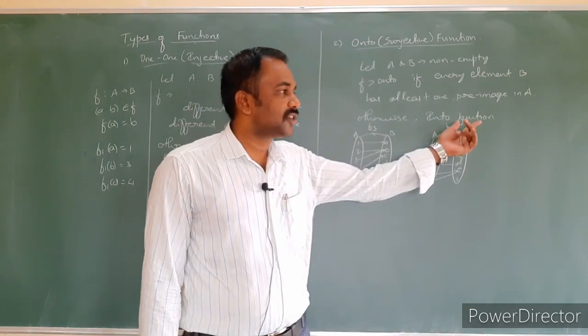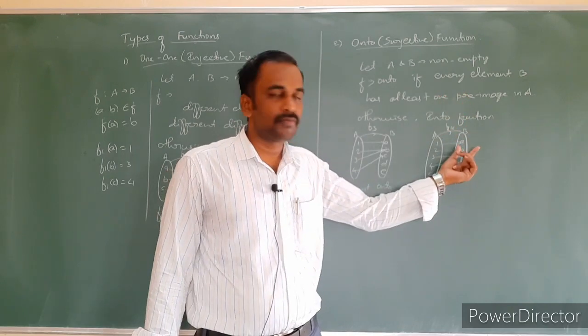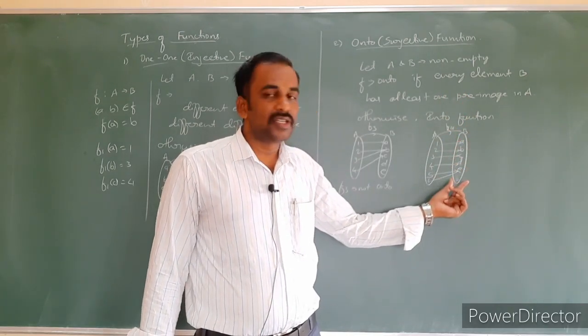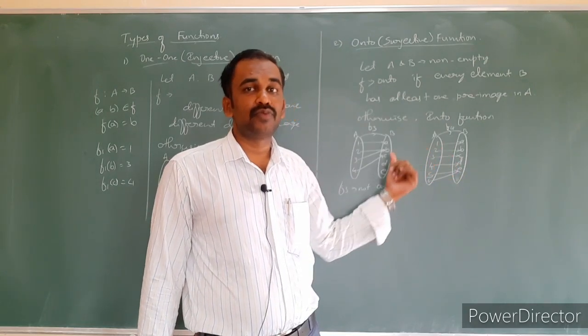Onto. What is the definition of onto? Very clearly, just remember the definition. Important. Okay, so what is onto? Every element of the set B has at least one pre-image.